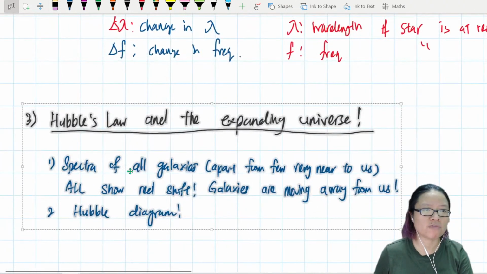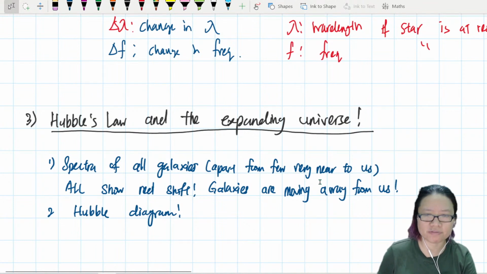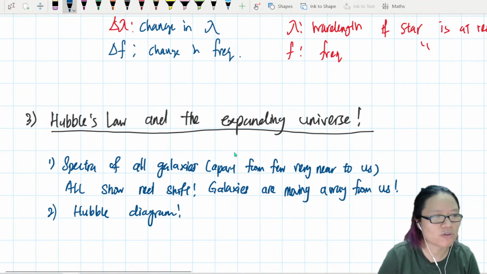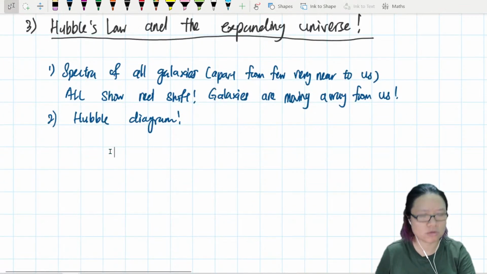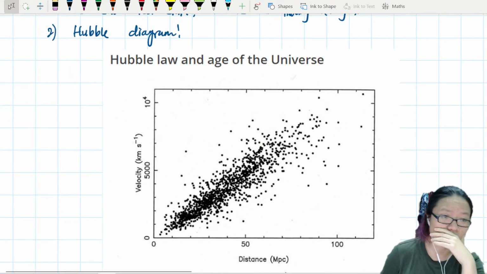The spectra of all galaxies, apart from a few that are very near to us, all show redshift. So this means that the galaxies are moving away from us. Then our friend Hubble, the dude who made the microscope, you know him? Hubble went and drew this graph, and he used this graph to estimate the age of the universe.